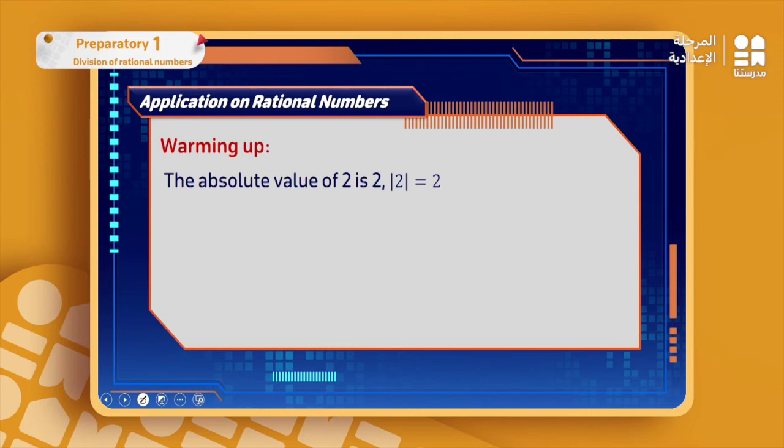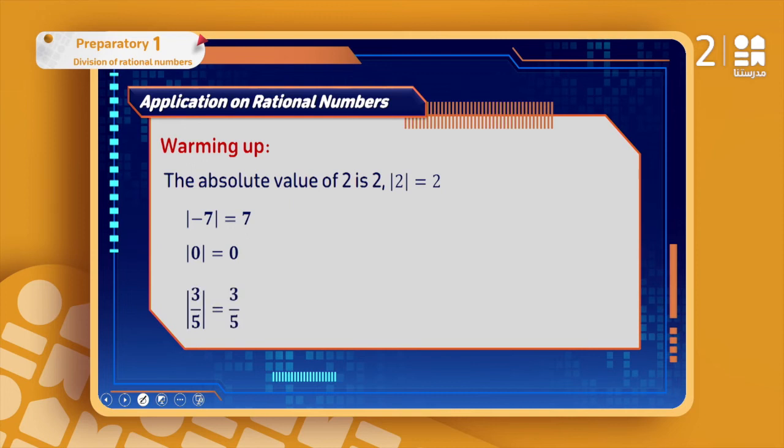Application on rational numbers. Our warming up is about absolute value. The absolute value is always positive, without sign. So the absolute value of 2 is 2. We can write it like that. The absolute value of -7 is 7, without sign. The absolute value of 0 is 0 because 0 doesn't have a sign.